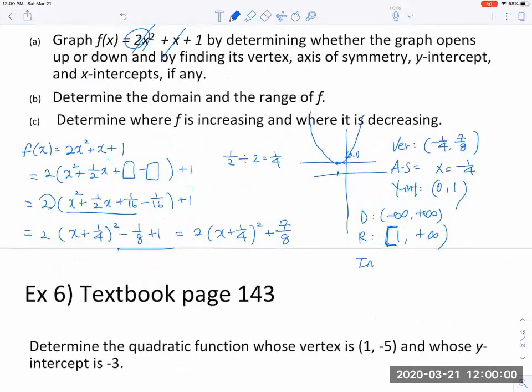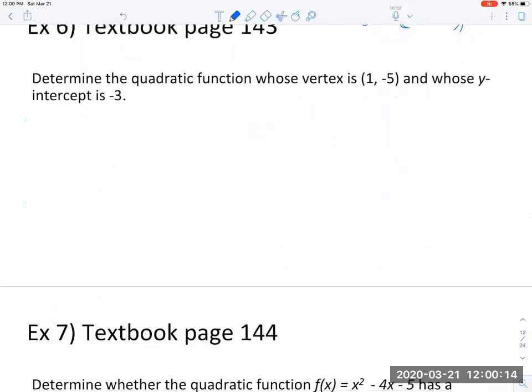And increasing from the vertex to positive infinity, decreasing from negative infinity up to the vertex. So these are open parentheses. One last one, this 2.